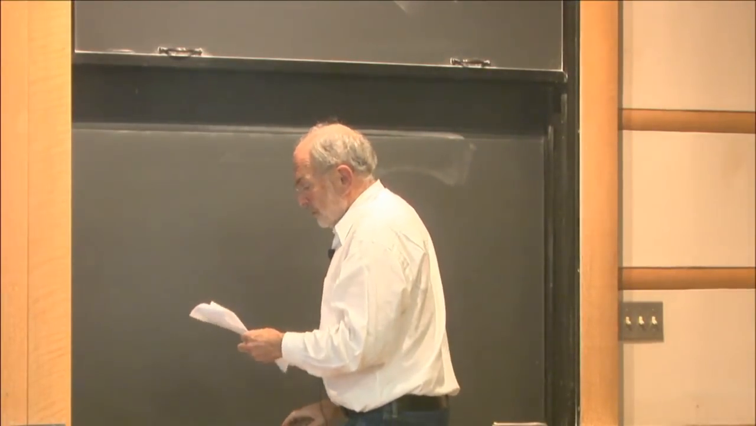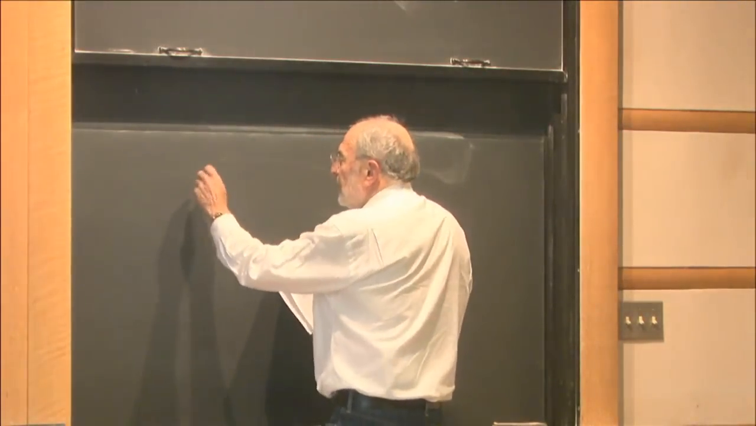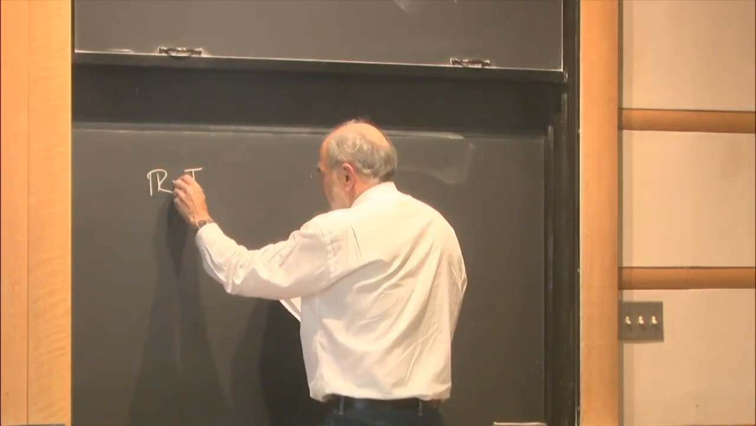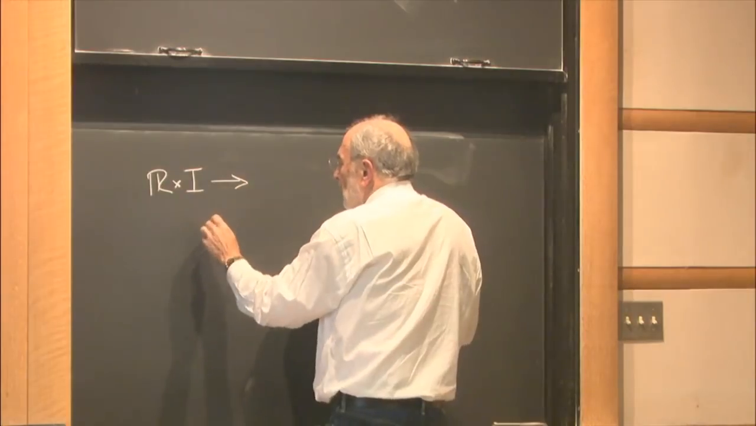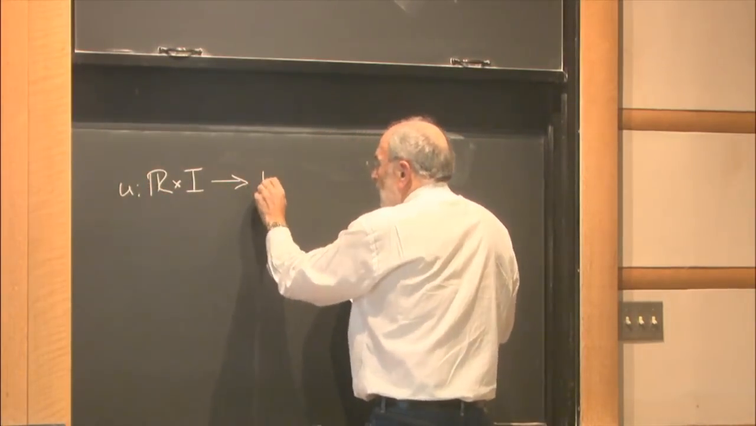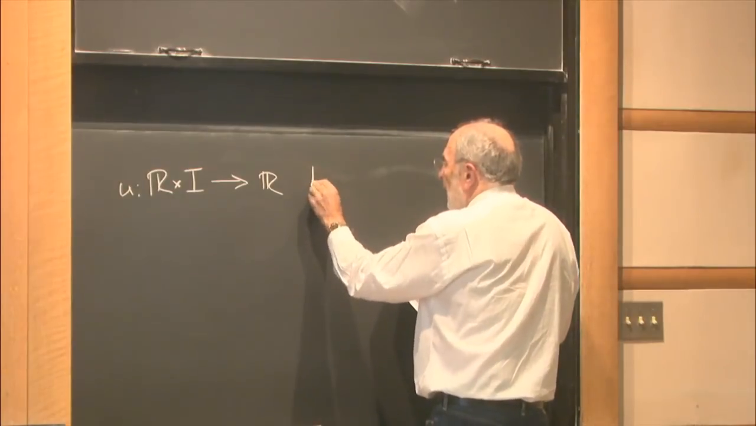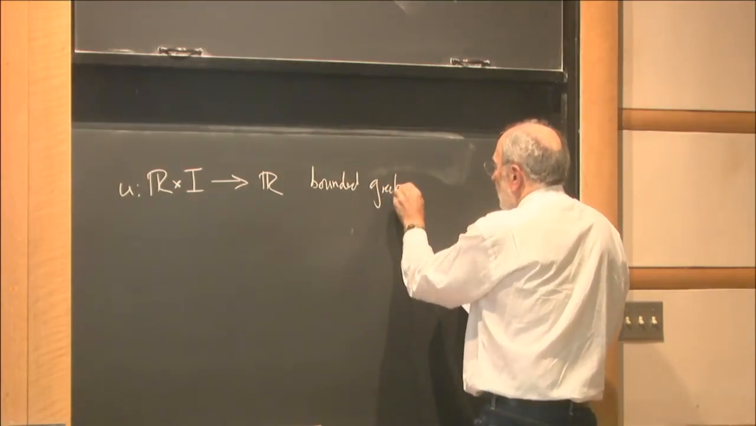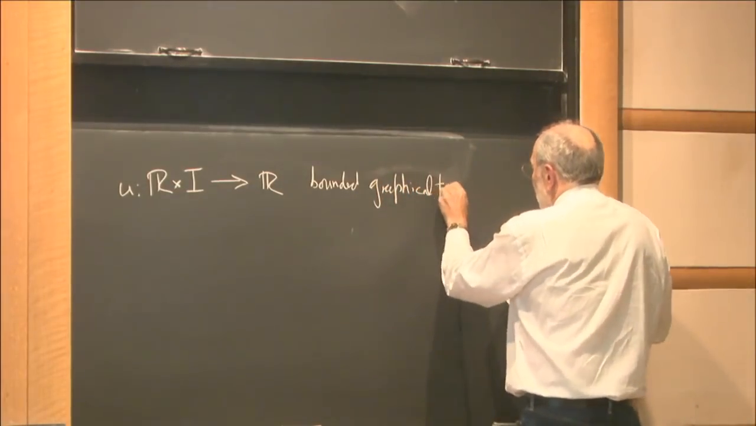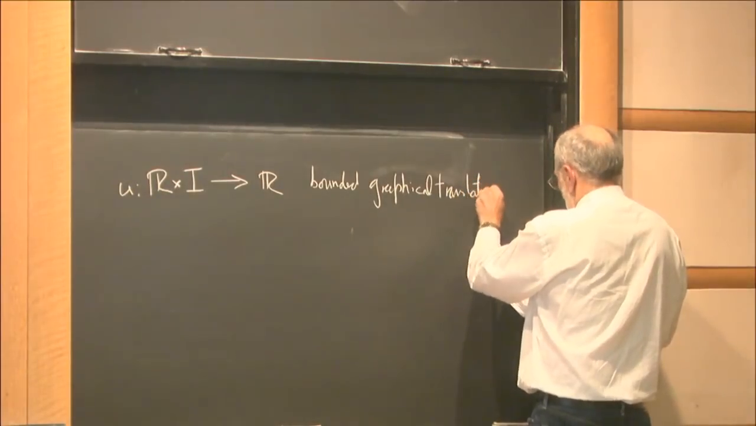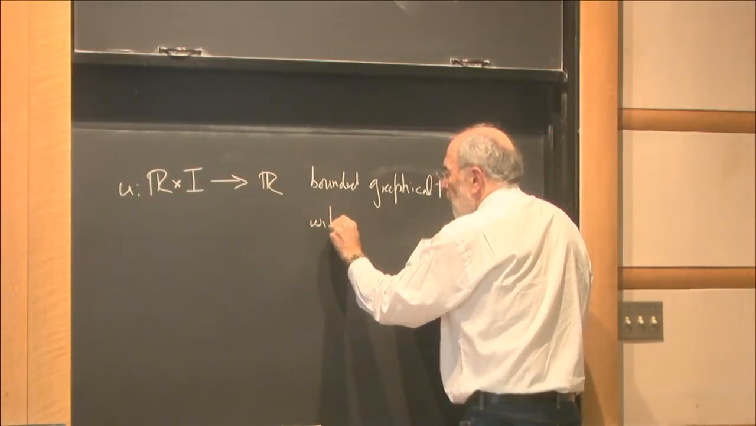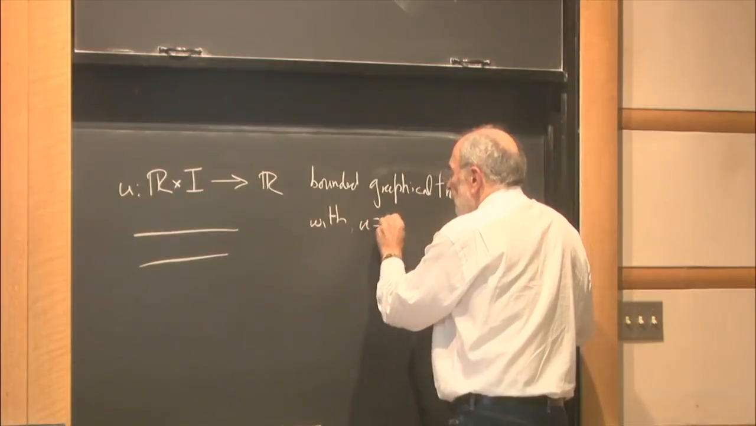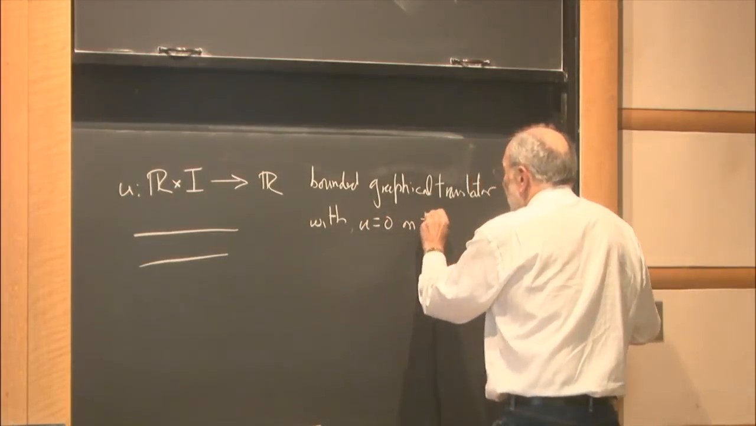Okay. So let's say I have a situation where I have an interval across R. And I have a function u going to reals that's bounded, a graphical translator. So I'm looking at a situation like this with u equal to 0 on the boundary.